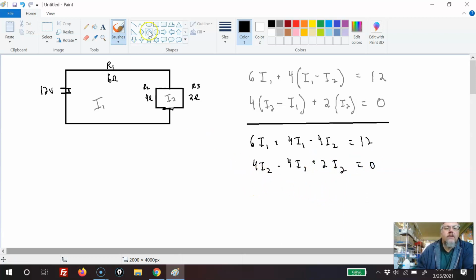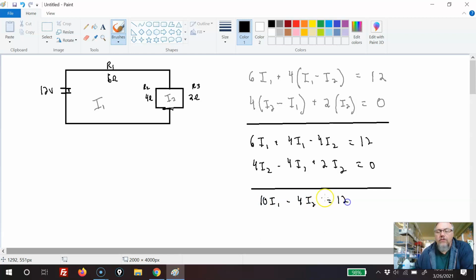And now we're going to combine like terms. I just keep putting lines here, so I'm going to do it for each step. Okay, so let's give this a try. So 6I1 plus 4I1 is 10I1. 10I1 minus 4I2 equals 12.